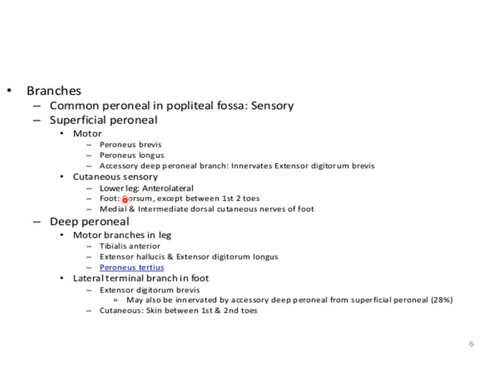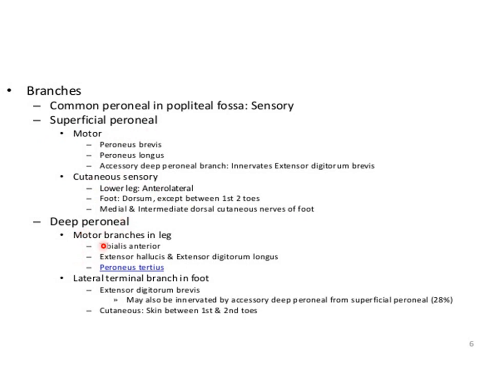Cutaneous sensory, we have branches in the lower leg, the anterolateral part of the lower leg, foot dorsum except between first and second toes. Medial and intermediate dorsal cutaneous nerves of the foot. These are the cutaneous sensory branches of the superficial peroneal nerve.